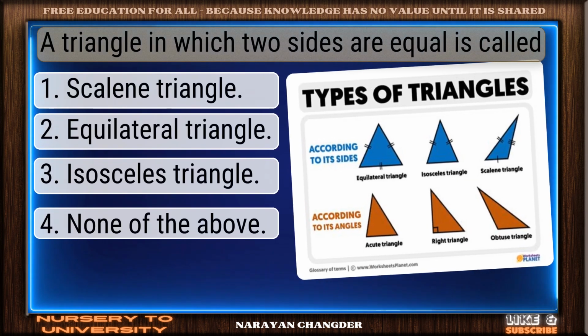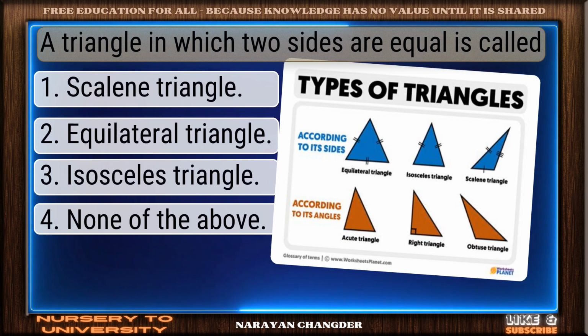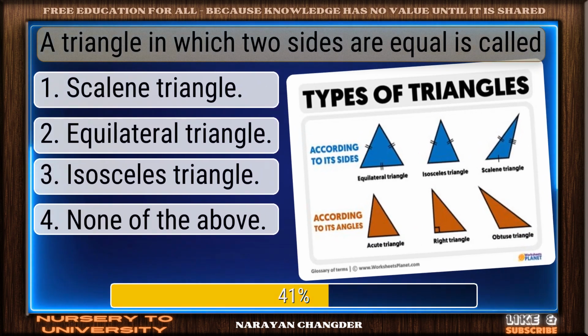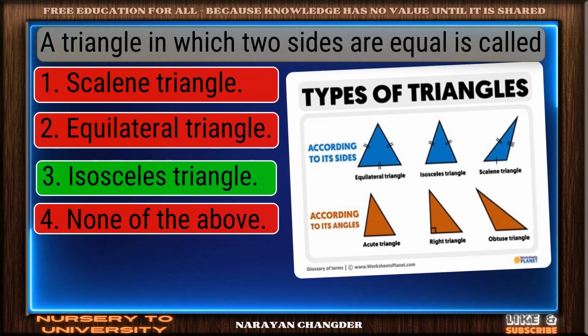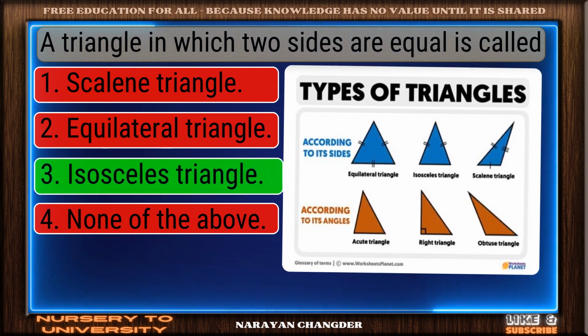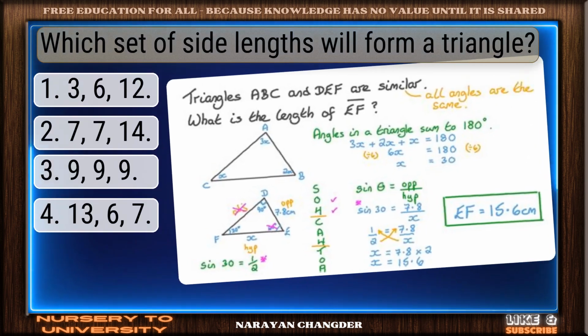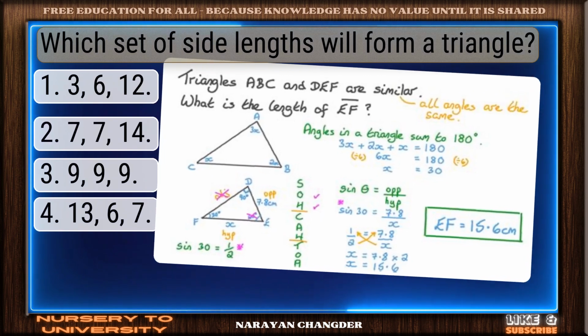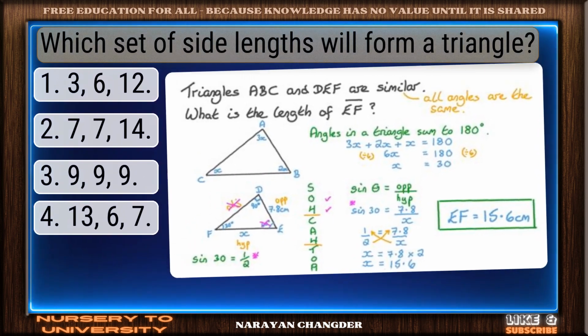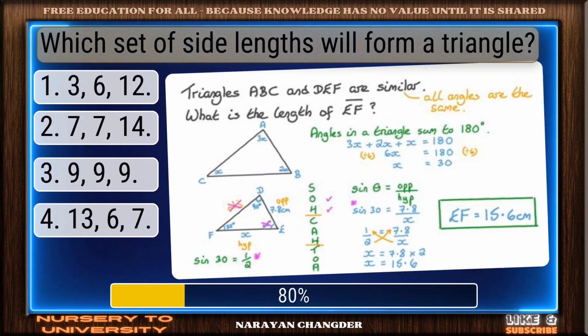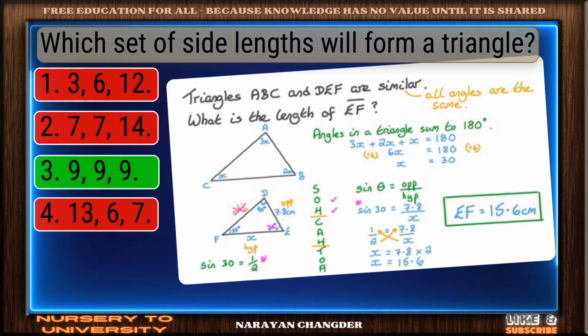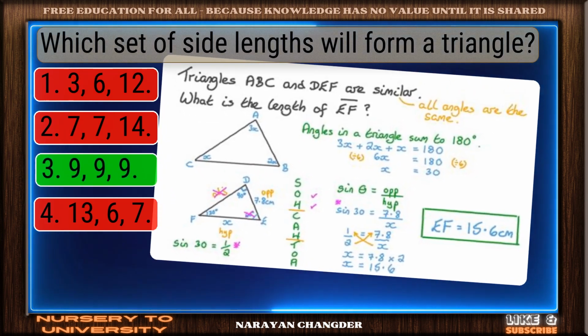Question number 41. A triangle in which two sides are equal is called. Strong choice. Isosceles triangle is the right answer. Question number 42. Which set of side lengths will form a triangle? Right again. 9, 9, 9 is a valid answer.